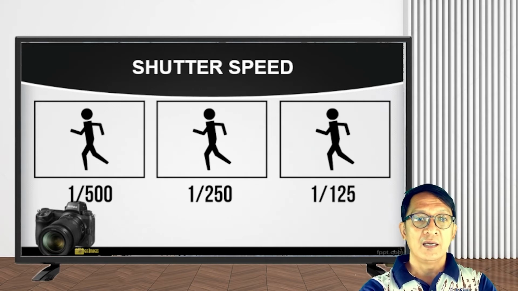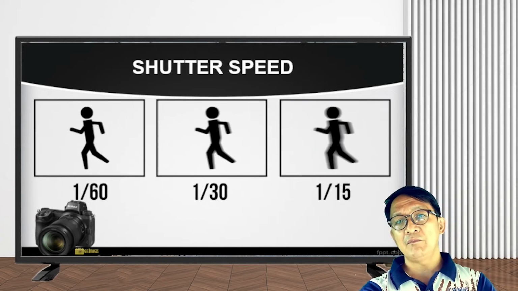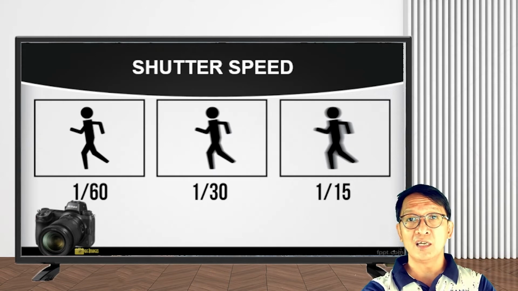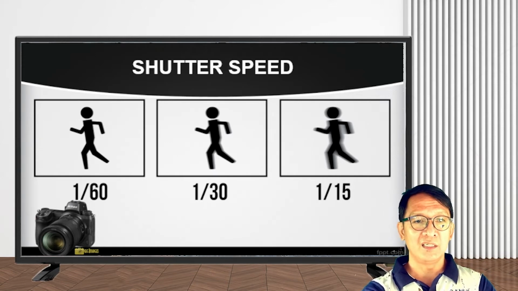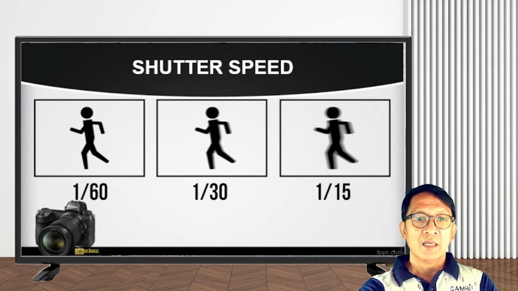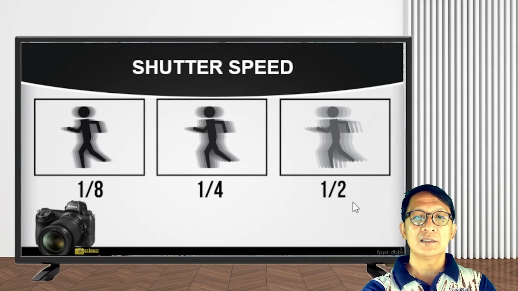Okay? Ayan. So, shutter speed, halimbawa, ito, 1/60, 1/30, 1/15. Pagdating sa 1/15, may motion blur na siya. Ayan. So, yan ang ano. Pero kung gusto nyo may mga effect, nasa sa inyo yun. Depende sa gusto nyo kunin. Ayan. Hanggang sa 1/2, talagang blurry na siya. Okay? Kasi nga, mabagal na yung shutter mo.